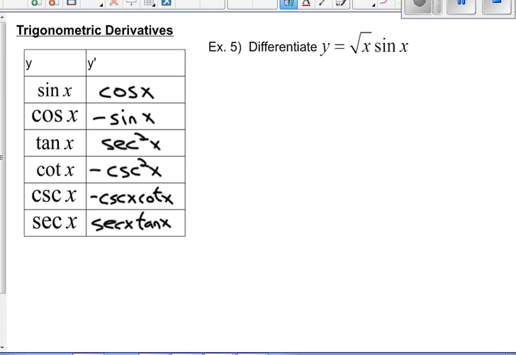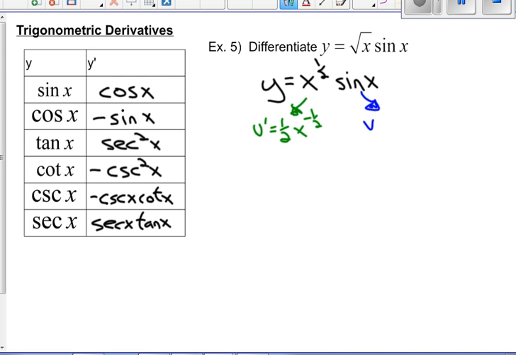Okay, so let's put that to use in differentiating y equals root x sine x. First of all, I don't like that radical. Let's write it this way: x to the half sine x. Next thing we need to notice is that this is a product rule question. So u prime would be 1/2 x to the negative 1/2. It's two functions of x multiplied together. V prime, well, that would be the derivative of sine x, which we know is cos x.